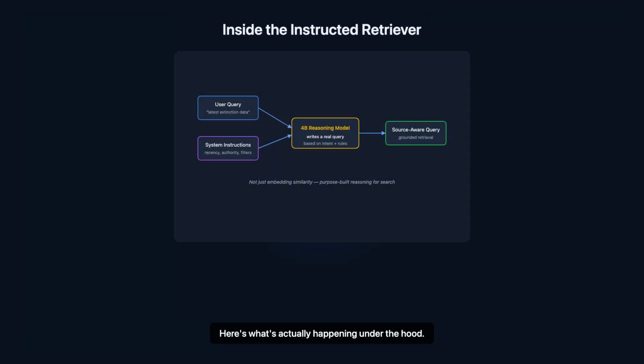Here's what's actually happening under the hood. The user query comes in on the left, something like, "What's the latest extinction data?" Alongside it, system-level instructions arrive: recency rules, source authority, metadata filters. Both flow into a specialized 4 billion parameter reasoning model. This model is purpose-built for search. It takes the intent and the rules together and writes a real, source-aware query. That query then drives retrieval. The output on the right is grounded retrieval, not just the nearest vectors, but the ones that actually satisfy the constraints.